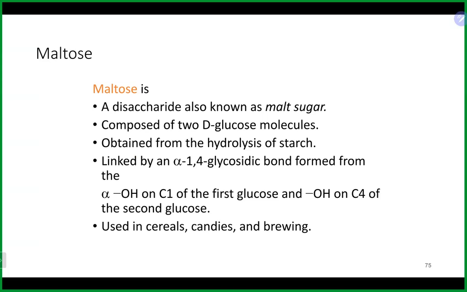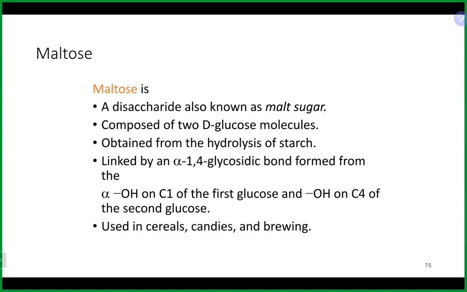So you should know that bond and you should recognize it. And we're going to take a look at it here in just a second. But it's linked together. That is the bond that basically links together the two glucose units. So when they come together, that is how that bond is linked, and is what is referred to as an alpha 1,4 glycosidic bond. This is the sugar that is used in cereals, candies, and brewing of alcohol.